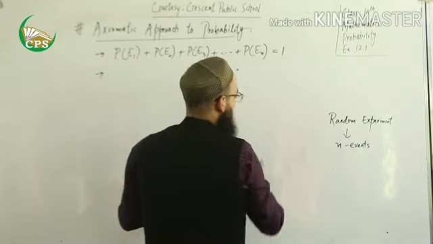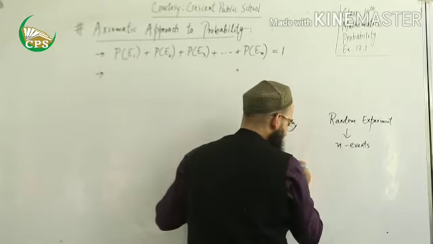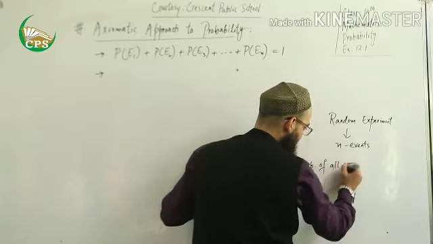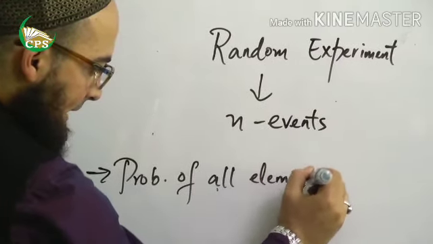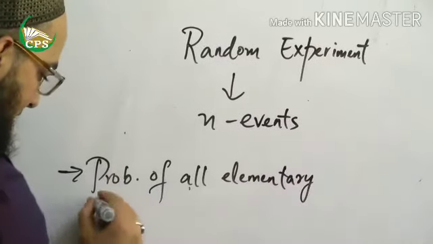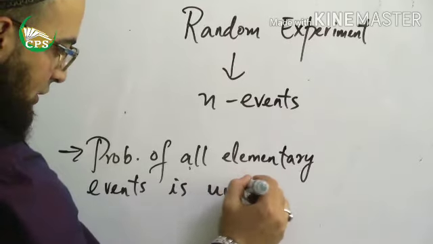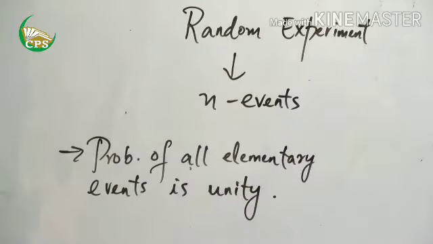Theoretically it is written like this: the probability of all elementary events is unity. Unity means 1. This is point 1.